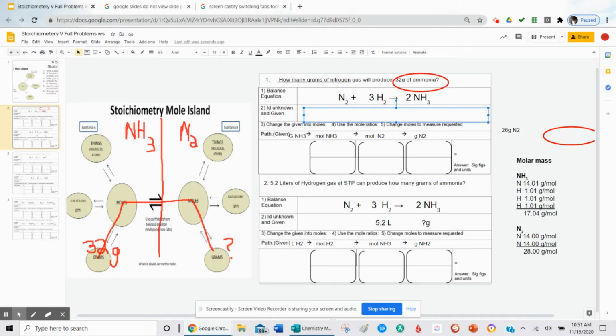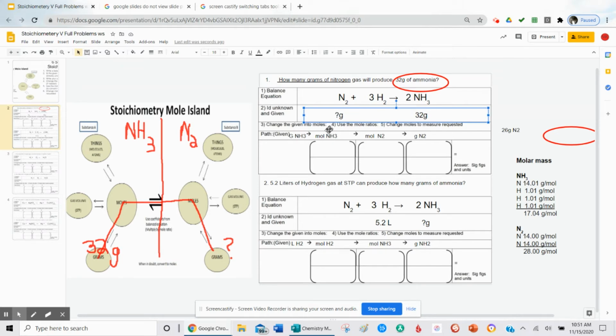Our second step is to ID underneath what we need here. We're looking for nitrogen, and we're looking for it in grams, and this can change. So we always need to make sure that we put what we're looking for, question mark, grams, right under our nitrogen, because we're looking for how many grams of nitrogen gas. And we're given 32 grams of ammonia gas, so I have ID'd it right underneath. If you're doing this on paper, you have to do all these steps, okay?